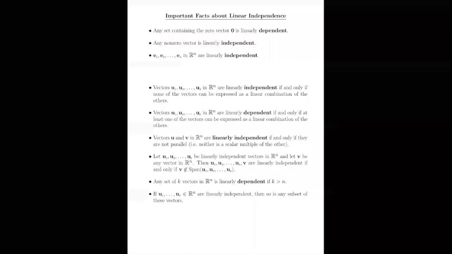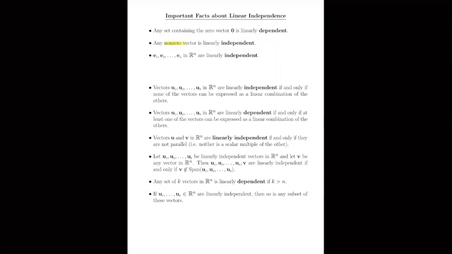In this video, we're going to talk about some important facts about linear independence, and then we're going to go through some examples to illustrate some of these facts. So let's go through the list. For the first one, we have that any set containing the zero vector is linearly dependent. Next, any non-zero vector on its own is linearly independent. And the key here is that it's a non-zero vector, since the zero vector on its own is linearly dependent.